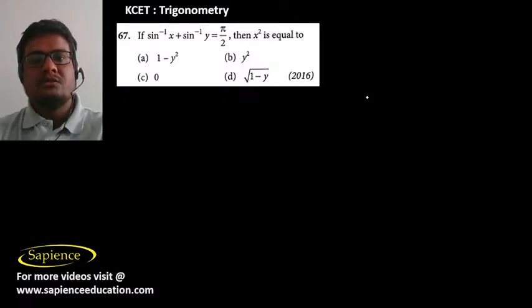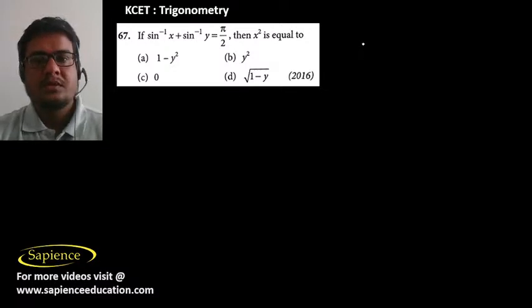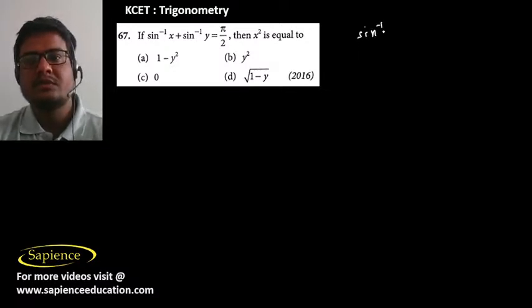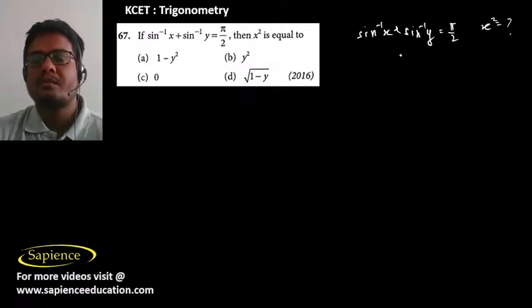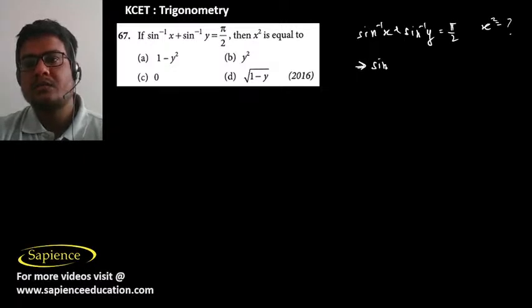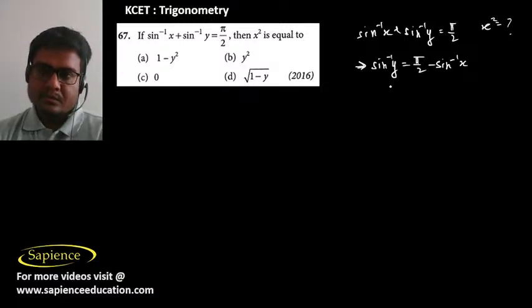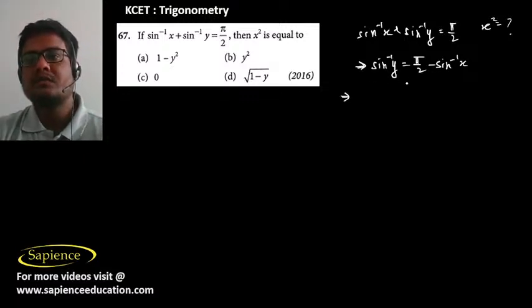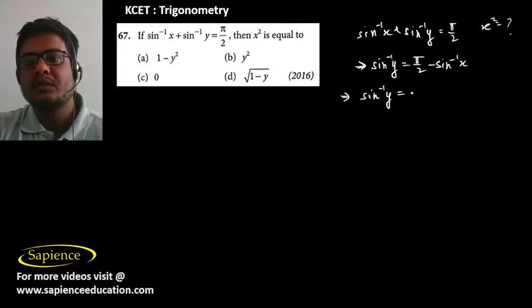So then here it is told that if sine inverse x plus sine inverse y is equal to pi by 2, then x square is equal to how much? So, sine inverse y can be written as pi by 2 minus sine inverse x. Now, pi by 2 minus sine inverse x is cos inverse x. So, sine inverse y is equal to cos inverse x.